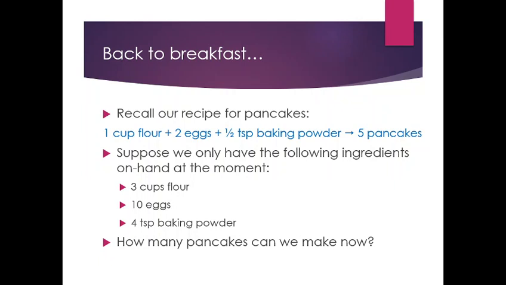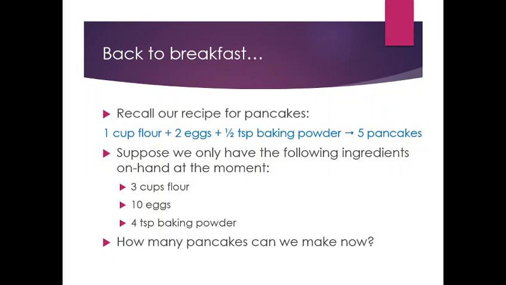So whenever I open up my pantry, I'm just trying to make the best out of whatever I have available. Say, for instance, I still want my pancakes, and I still have the same recipe of 1 cup of flour to 2 eggs to half a teaspoon of baking powder will produce my 5 pancakes. But again, I want to make as many pancakes as possible. So when I open up my pantry and my refrigerator, I find 3 cups of flour, 10 eggs, and 4 teaspoons of baking powder. And again, right off the top of my head, I'm trying to figure out how many pancakes I can make. But the problem is none of those are tied to one another.